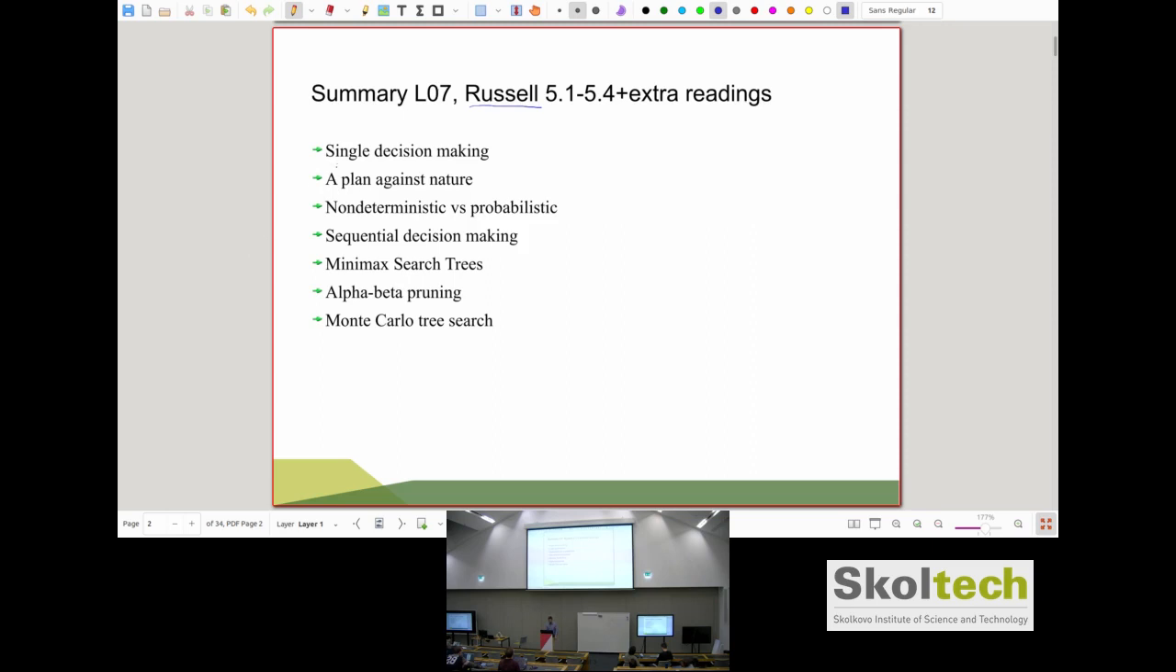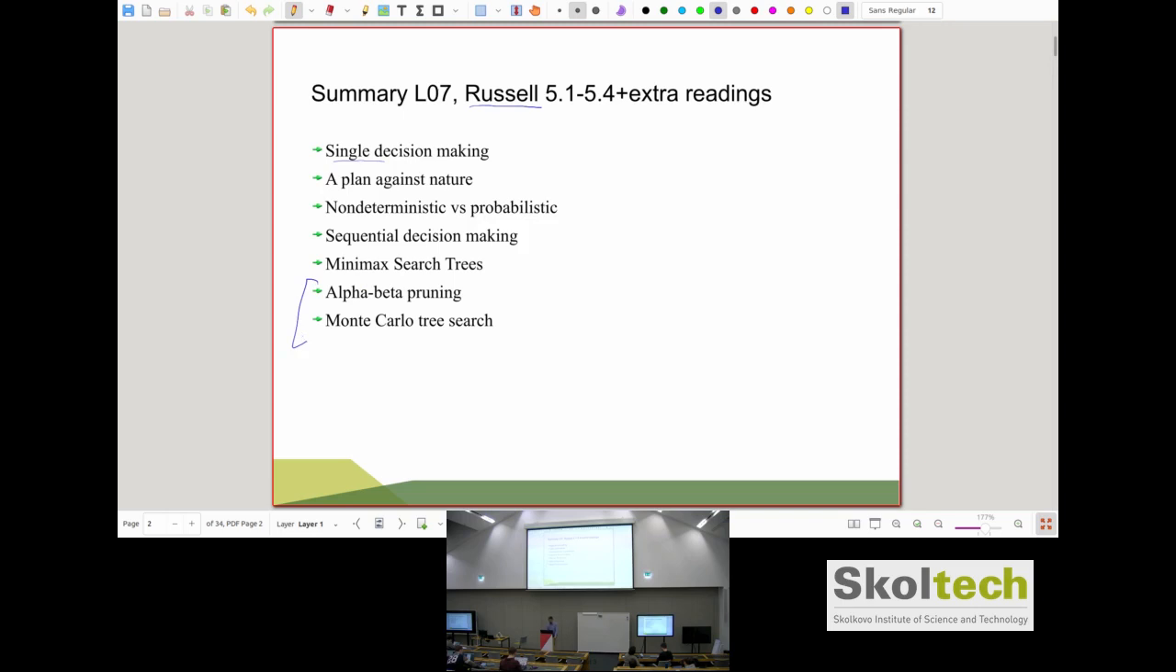We're going to present what decision-making means, right? All of us make decisions, come to class, take notes, very simple things, but we need a little bit to formalize this idea. We will define what a plan against nature means. So we are going to define what nature means now, and then we'll see a couple of variants, right? The first one is non-deterministic, and then there's the probabilistic way. Later we'll define sequential decision making, Minimax, search trees, and then these two very famous algorithms for solving games.